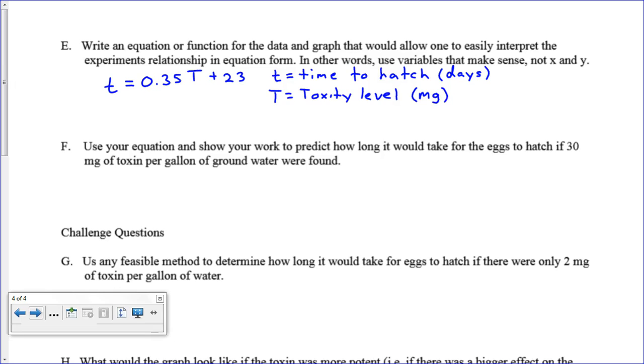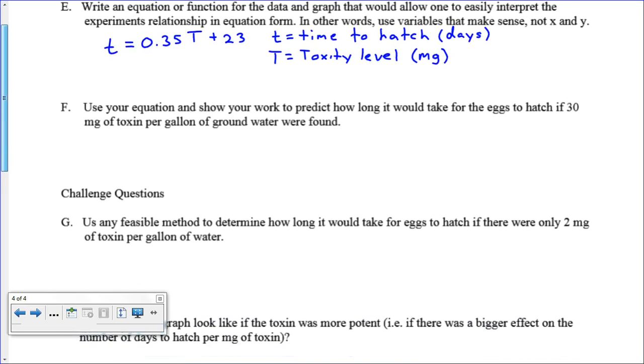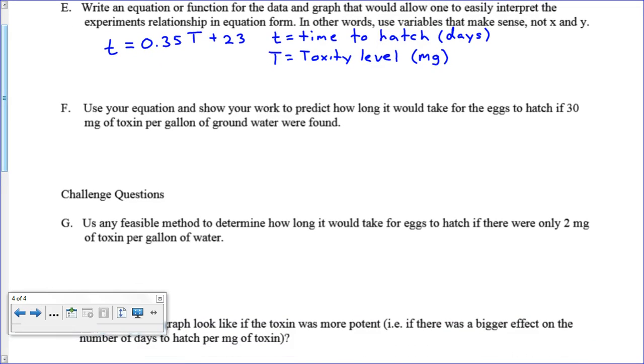Technically it's milligrams per gallon of water, but since we just said milligrams in the data table, it should be known that this is talking about milligrams per gallon of water just based on the context of the problem. So toxicity levels in milligrams.